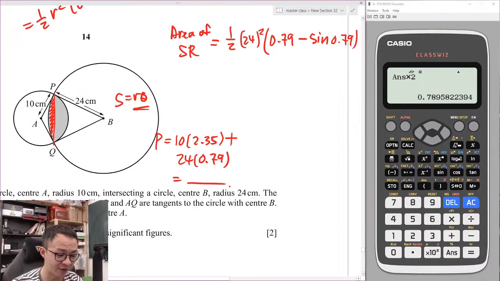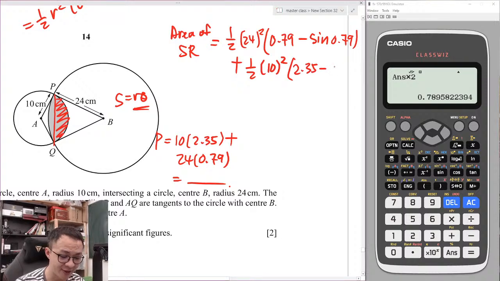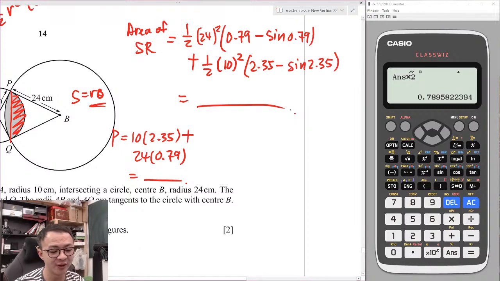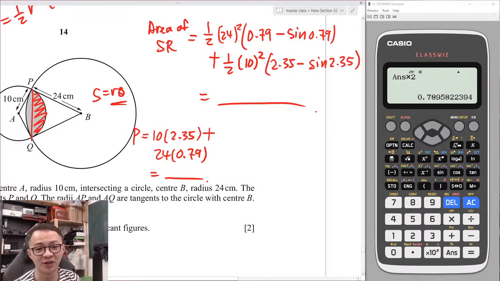Okay, this is the area of segment for the first part, and then I want to find the area of segment for the second part, which is here. So I need to add half r squared theta, and then half r squared theta will be 2.35 minus sine 2.35. Alright, then you type in a calculator, you will easily get the area of the shaded region here.